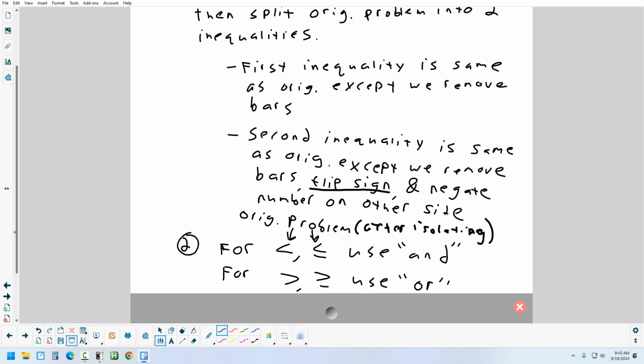If the original problem had a less than or a less than or equal to, that's going to be an and. If the original problem had a greater than or greater than or equal to, then your final answer has the word or. And the way I remember it is if you kind of pronounce greater, a greater symbol uses or. Less than kind of has the word and in it, less than, and. Yeah, so you can try to remember it that way. Greater is an or, less than is an and symbol.